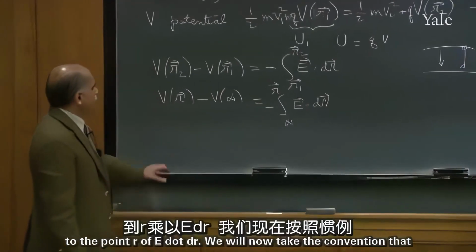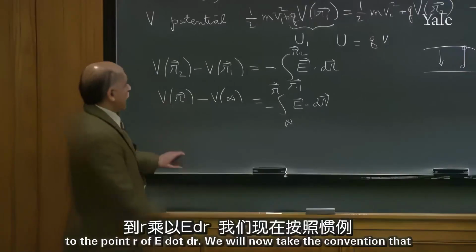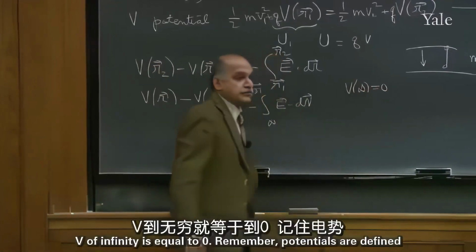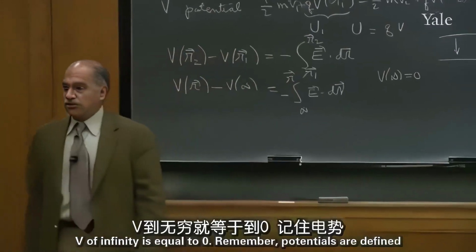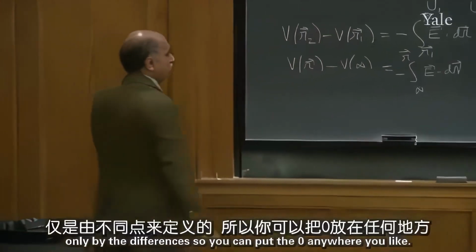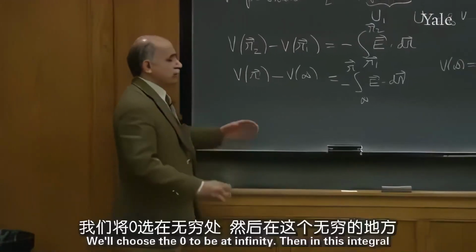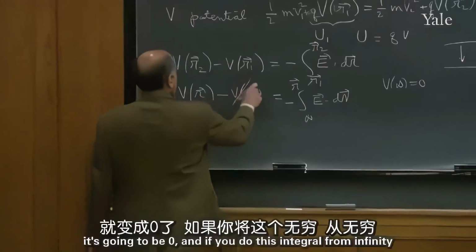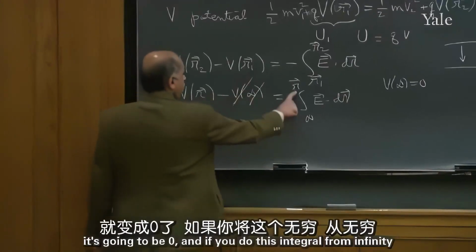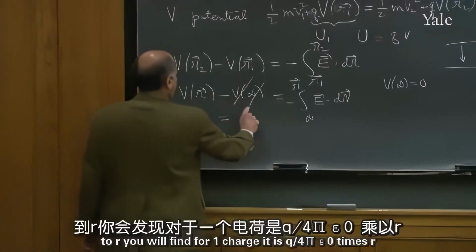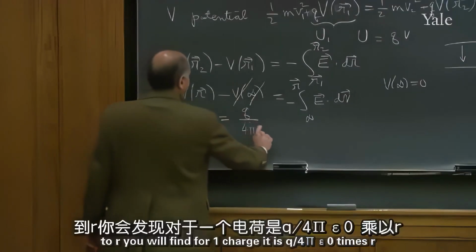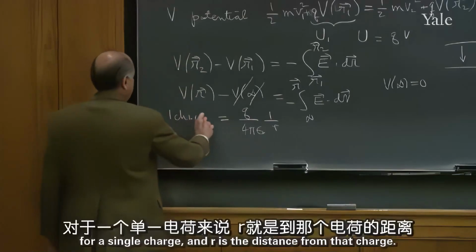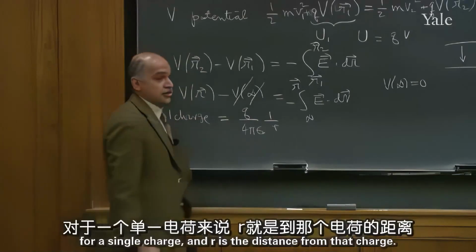We will now take the convention that V of infinity is equal to 0. Remember, potentials are defined only by the differences, so you can put the 0 anywhere you like. We will choose the 0 to be at infinity. Then in this integral, it's going to be 0. And if you do this integral from infinity to r, you will find for one charge, it is q over 4 pi epsilon 0 times r, for a single charge, and r is the distance from that charge.